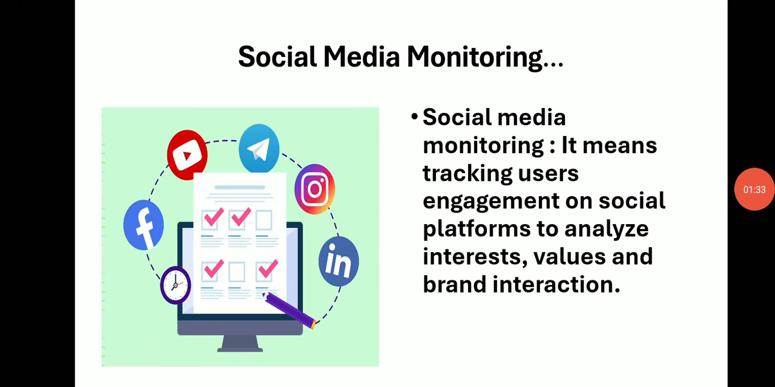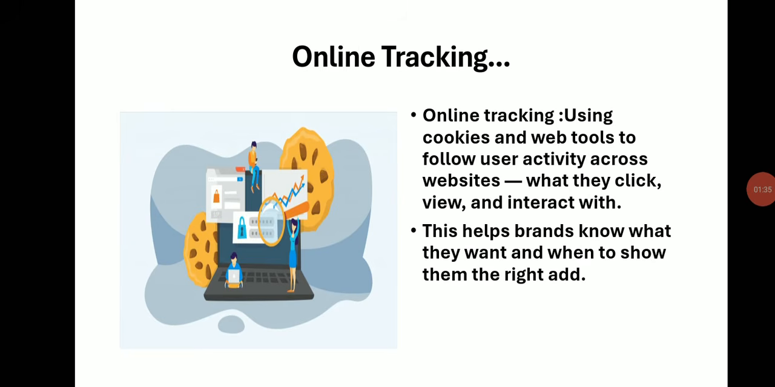Now let's know about another similar tool, online tracking. Have you ever searched for shoes and then saw shoe ads everywhere? And you were just shocked? Well, that's online tracking at work. Online tracking means using cookies and web tools to follow user activity across websites, what they click, view, and interact with. This helps brands know what they want and when to show them the right ad. So, this is how online tracking works as a data collection tool.